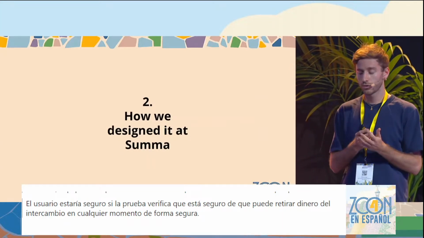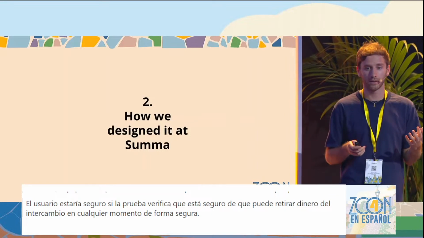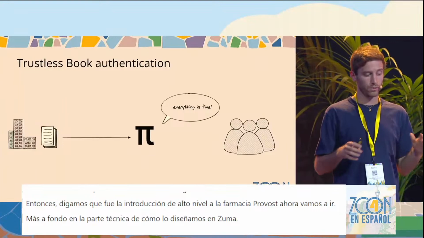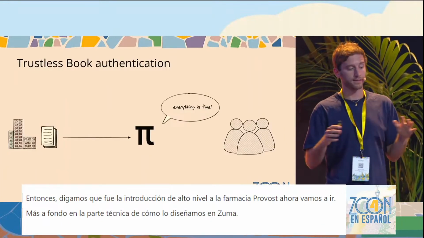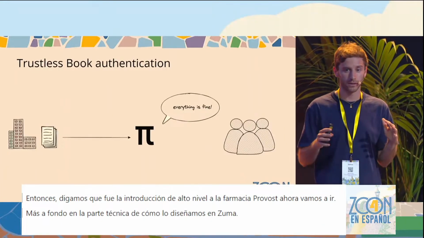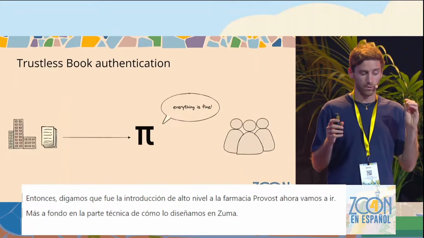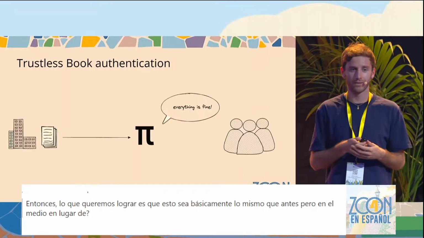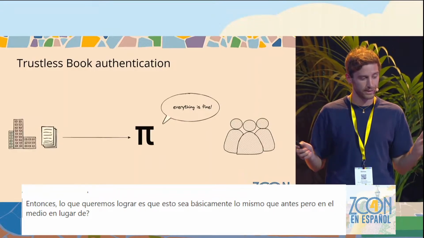Now we're going to go deeper into the technical part, into how we design it at Summa. So what we want to achieve is this. It's basically the same as before, but in the middle, rather than an auditor, we have a proof, this entity that will tell the public that everything is fine, that the exchange is solvent.